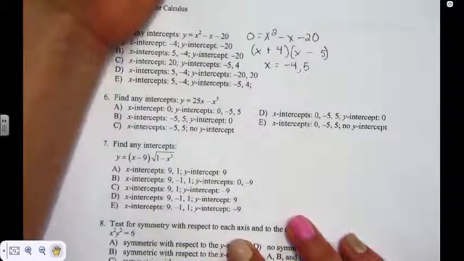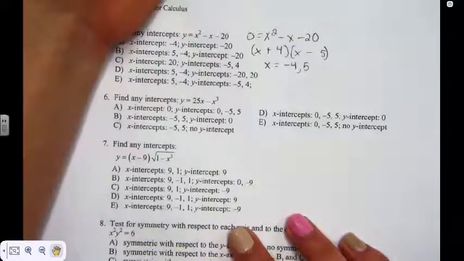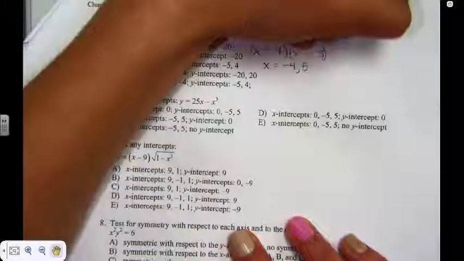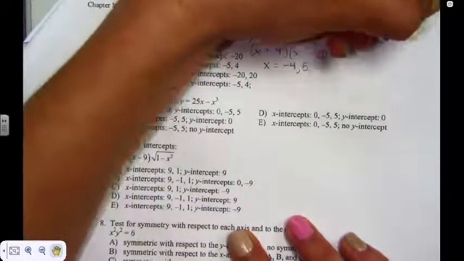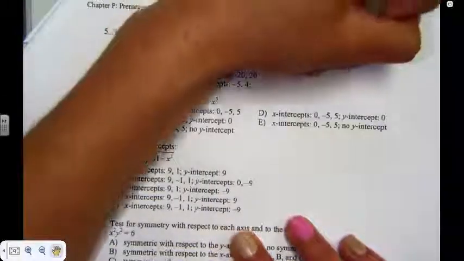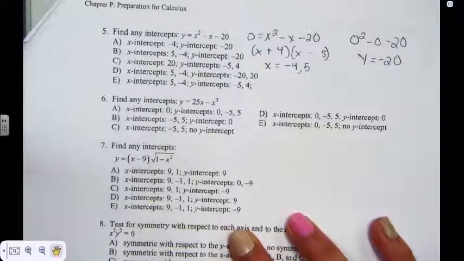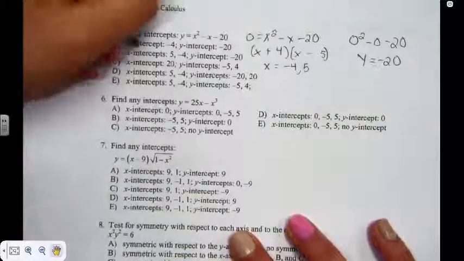To find the y-intercept, we need to set the x's equal to 0. So we're going to have 0 squared minus 0 minus 20. So then y just equals negative 20. So our answer is B.